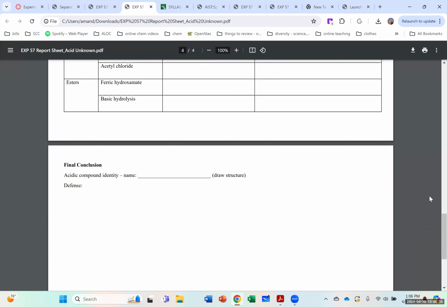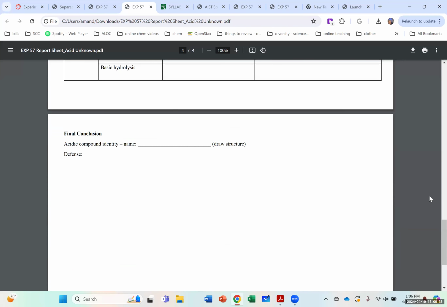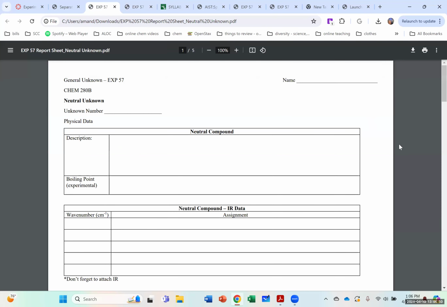And then the last part for this one is your actual unknown. You're going to put the name of it, you're going to draw its structure, and then you're going to defend your answer. How do you know that this is the identity of your unknown? So we're going to look at the one for the neutral. It's almost the same. We have boiling point here instead of melting point because it's going to be a liquid.